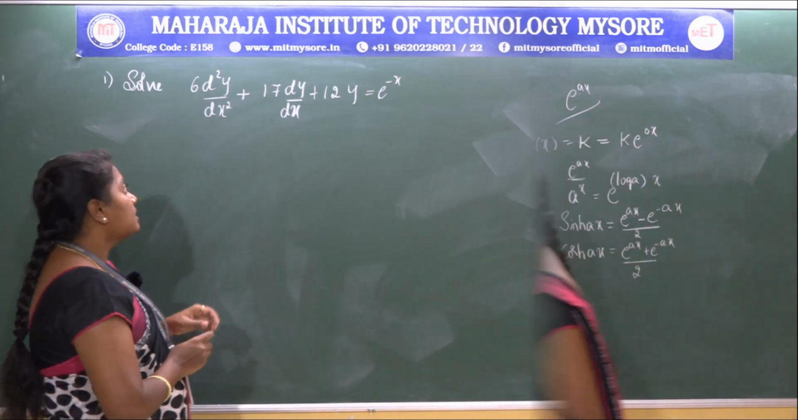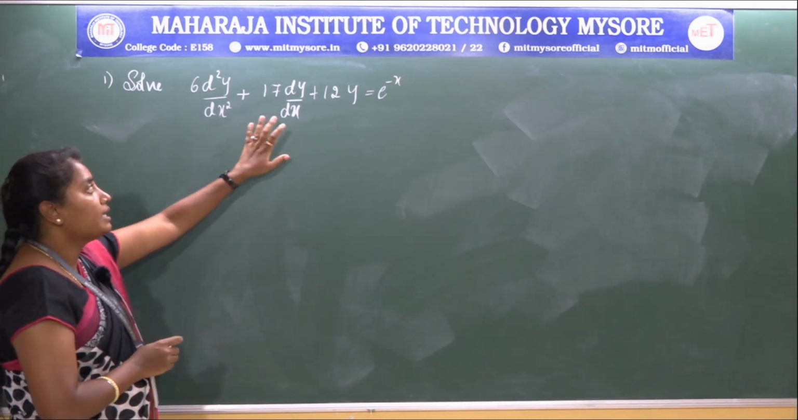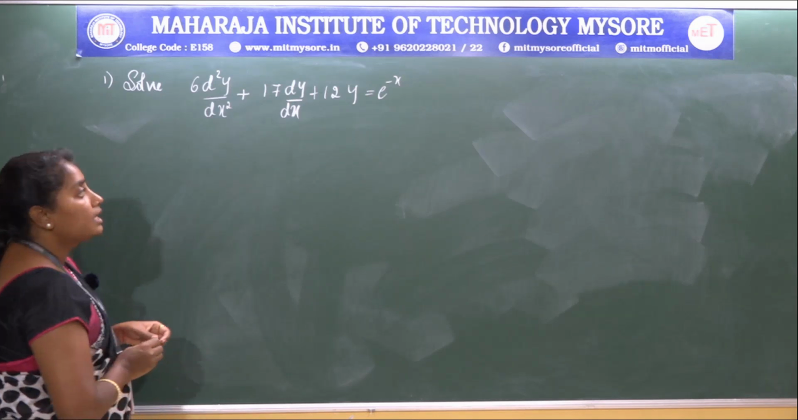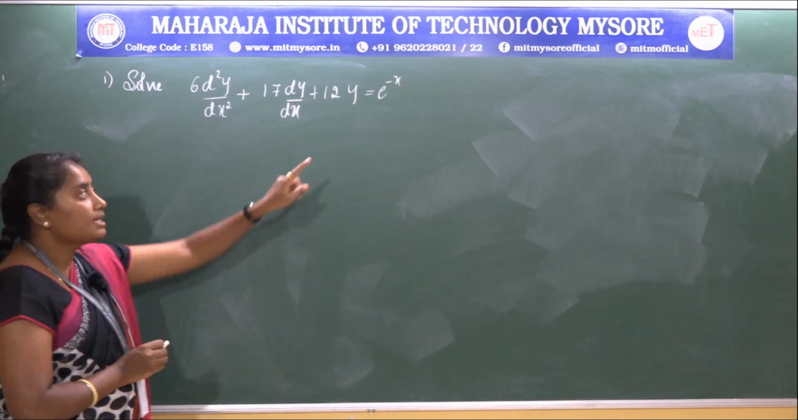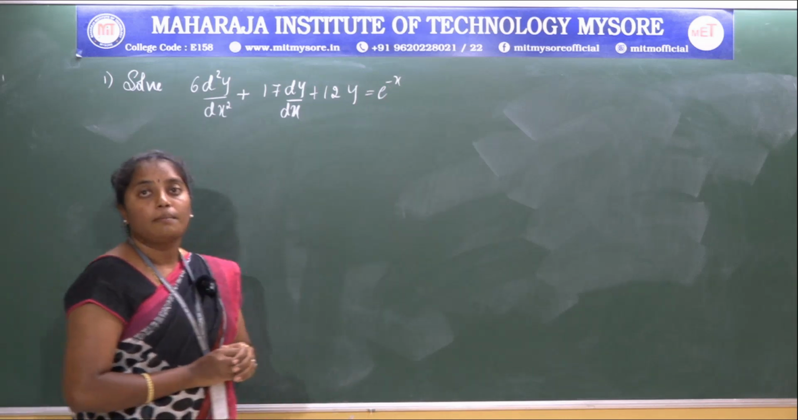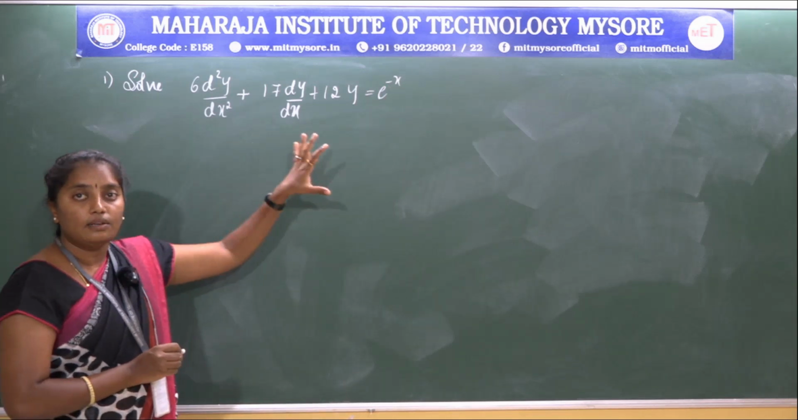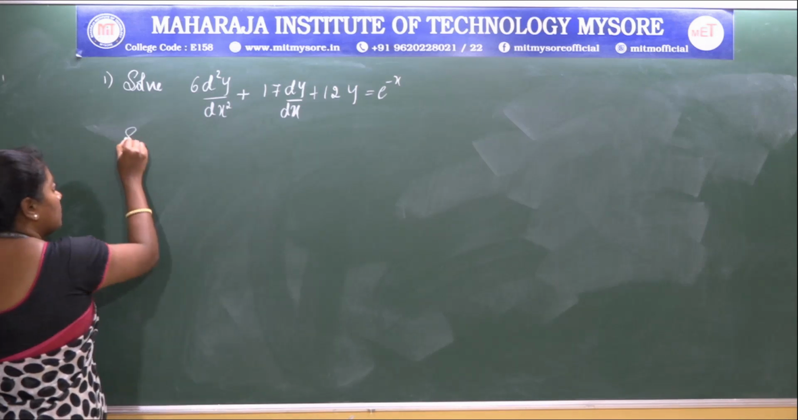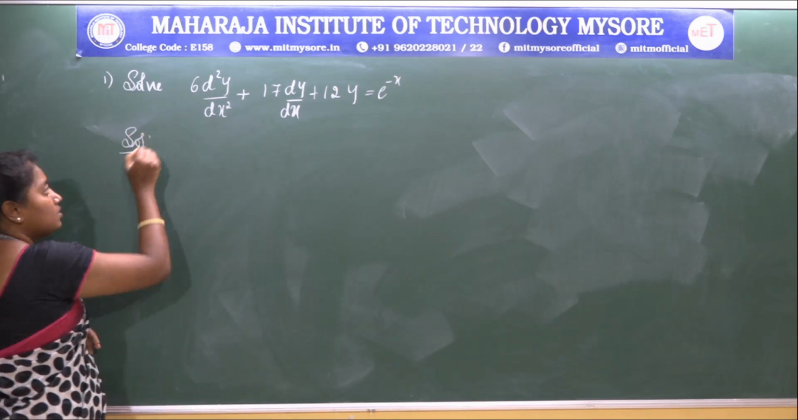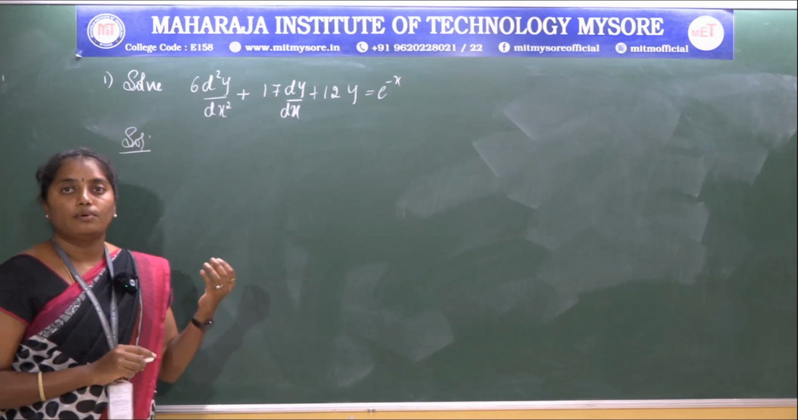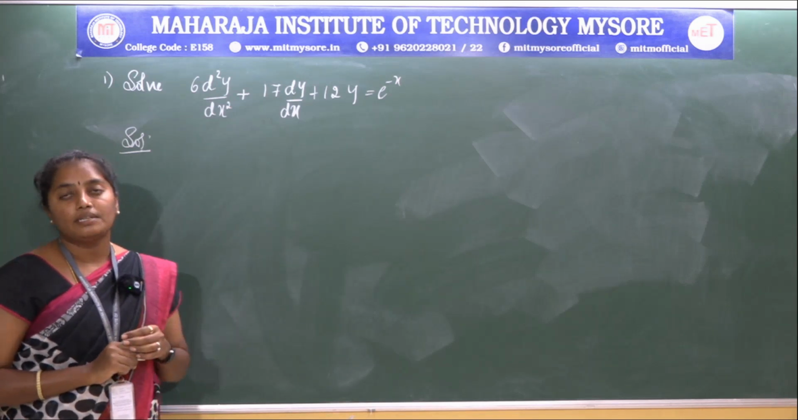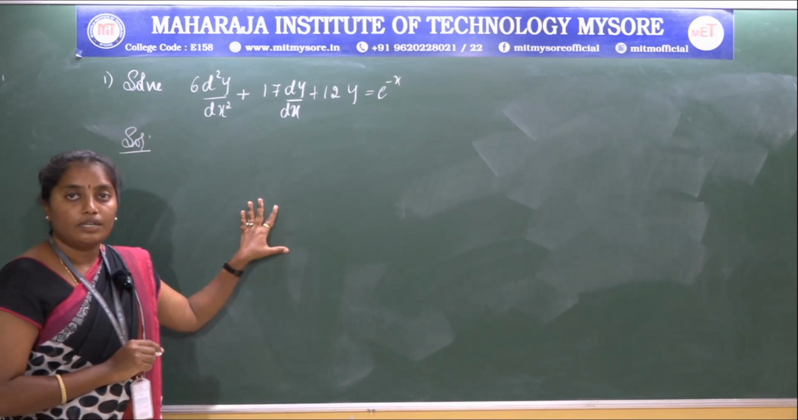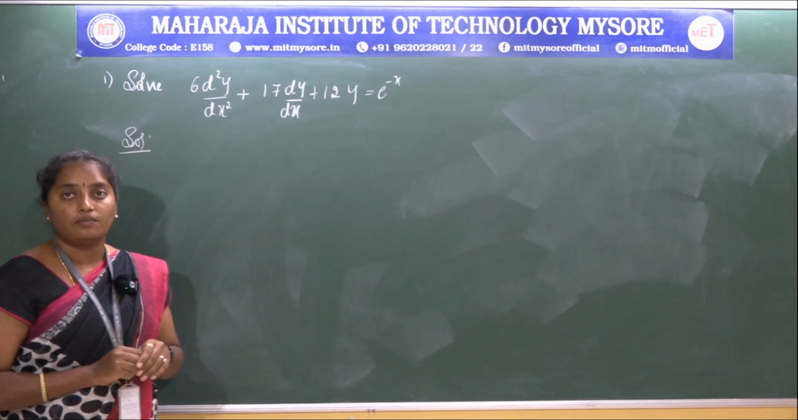First problem is 6 d square y by dx square plus 17 dy by dx plus 12y is equal to e to the power of minus x, where a is equal to minus 1. So this is a complete non-homogeneous differential equation. To find the solution of this one, we have to find both complementary function and particular integral. So first let us find the complementary function by taking the LHS part of the equation.